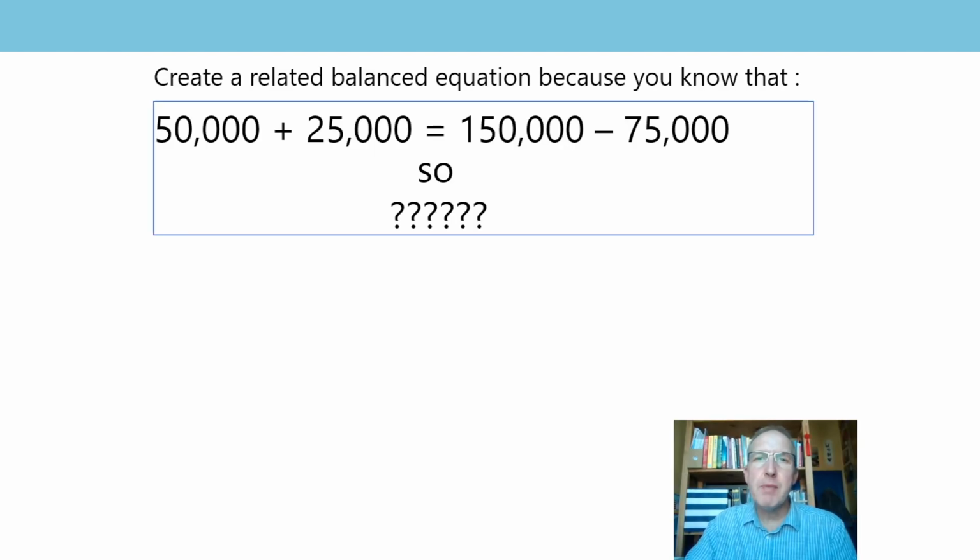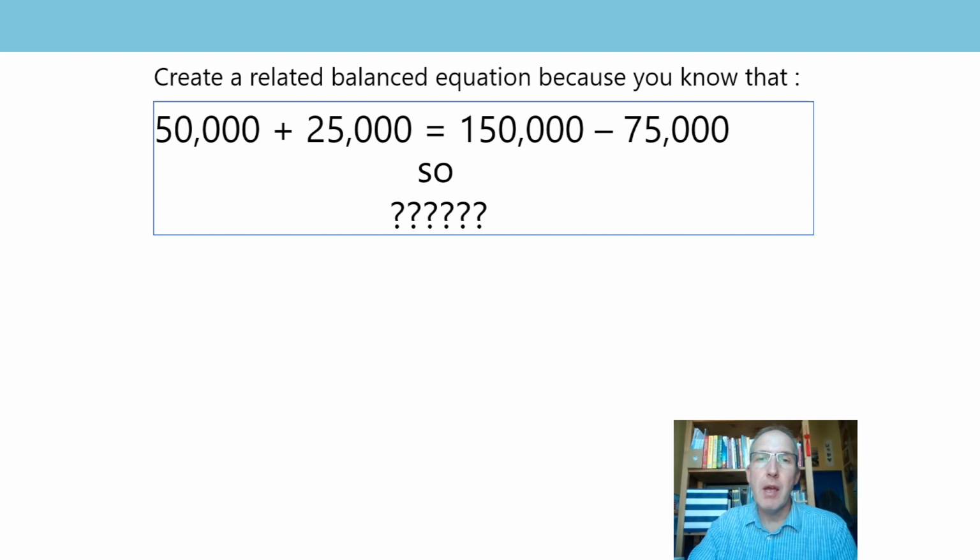In the previous lesson, Mr. Coombs worked through some examples of balanced equations with an addition expression on one side and a subtraction expression on the other. This was the first practice activity that Mr. Coombs left you with. He asked you to create a balanced equation related to this one, 50,000 plus 25,000 is equal to 150,000 minus 75,000. What did you change? There are lots of possibilities. Let's have a look at one example.